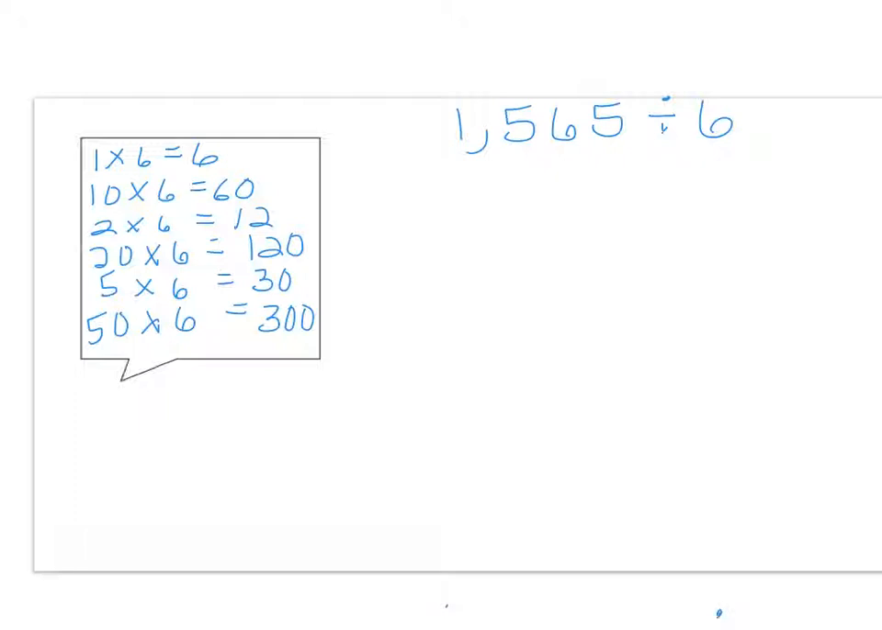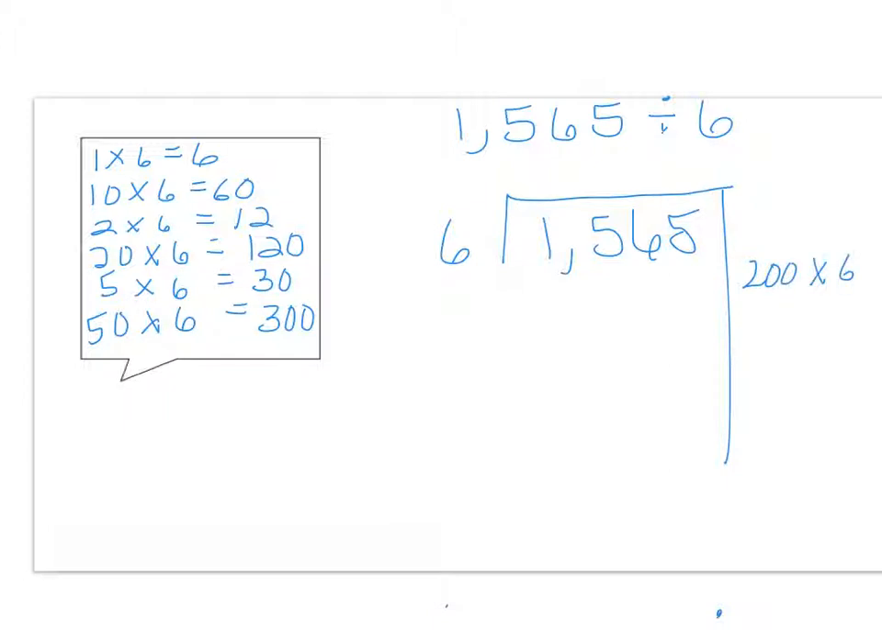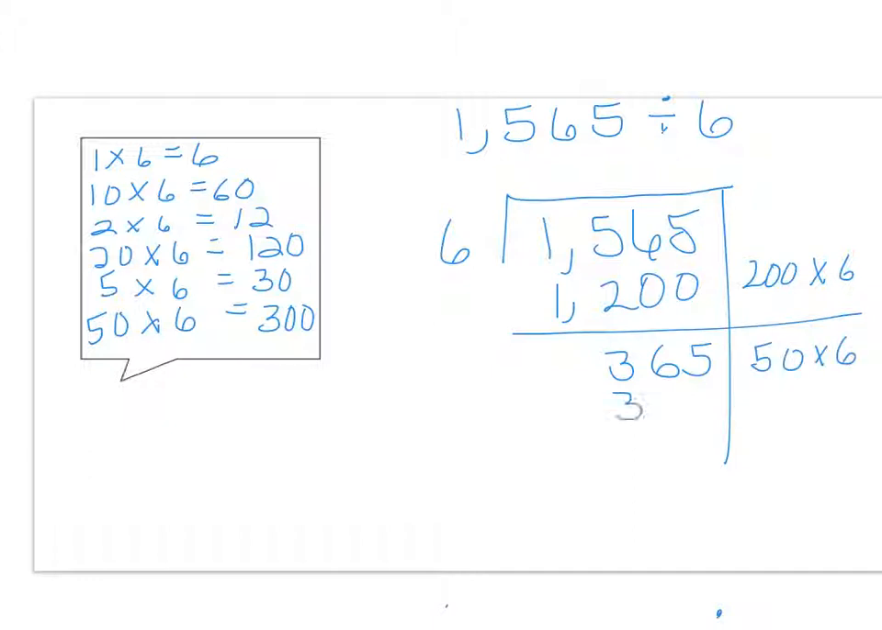So we're going to start with 6 divided into 1,565, and we're going to do 200 times 6. And we just said it was 1,200. We're going to subtract, and it's going to leave me with 365. Do we have anything in our think bubble that is somewhat close? Yes, we do. If we do 50 groups of 6, it equals 300. And if we subtract that, it leaves us with 65.